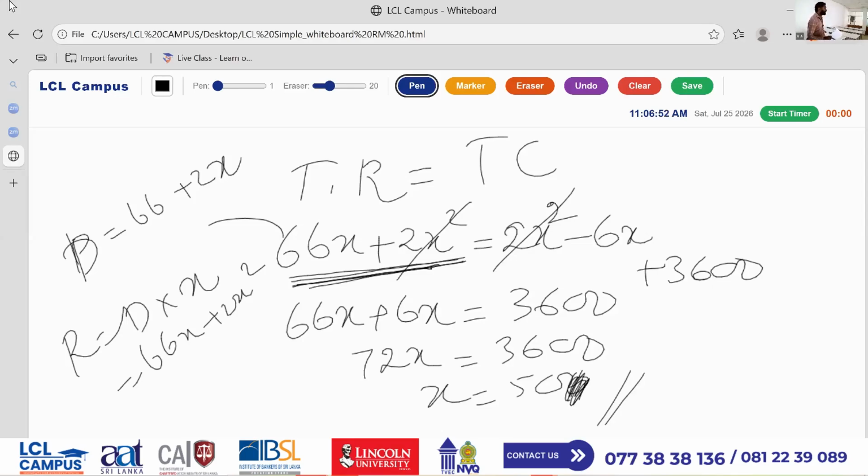Why, when we are giving the note, we have highlighted that the demand function can also be interpreted as the average revenue. Right. Okay, that's it.